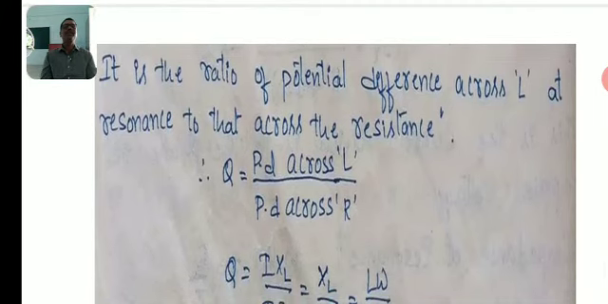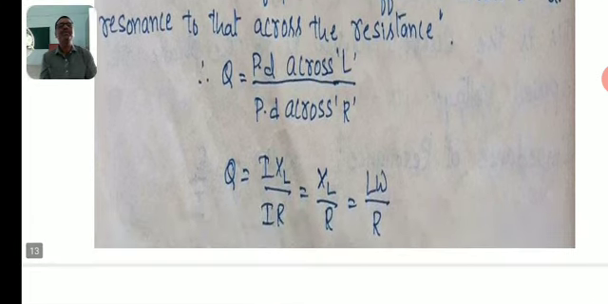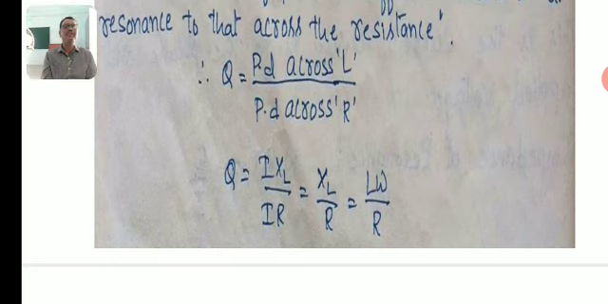It is also the ratio of the potential difference across L at resonance to that across the resistance. The ratio of potential difference across L to potential difference across R gives the quality factor. Then Q is equal to I XL by I R, which is equal to XL by R, which is equal to L omega by R. So that gives the quality factor. Thank you.